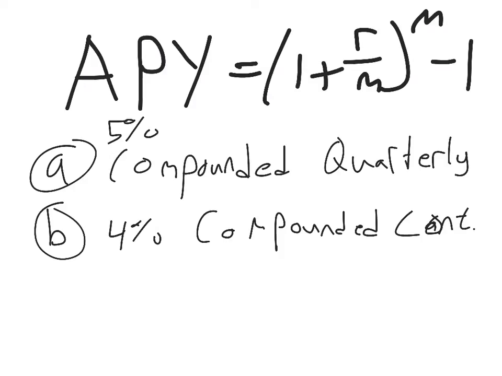So let's say you've got two problems with this information. You're asked to find out what 5% is compounded quarterly. So your first goal is to figure out what m is in this equation.